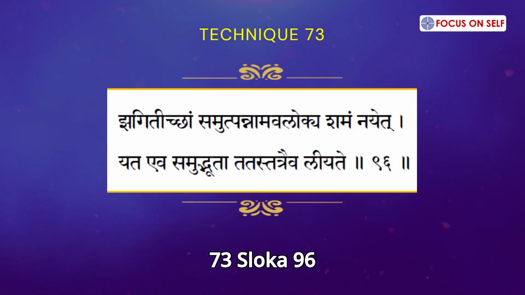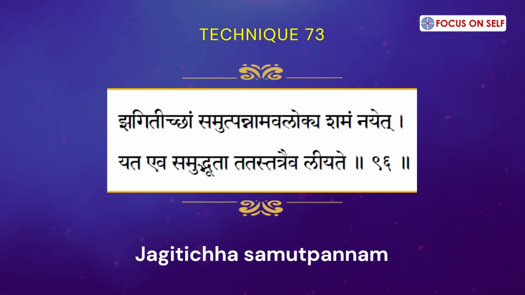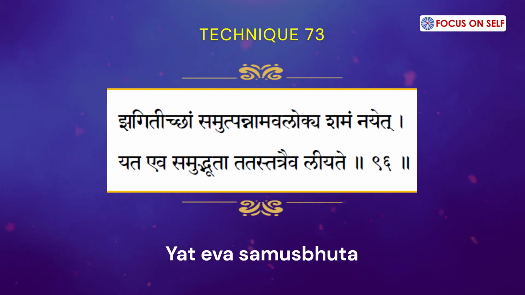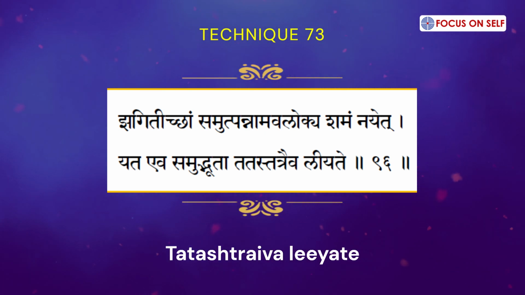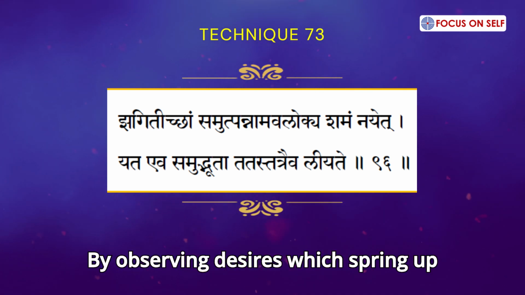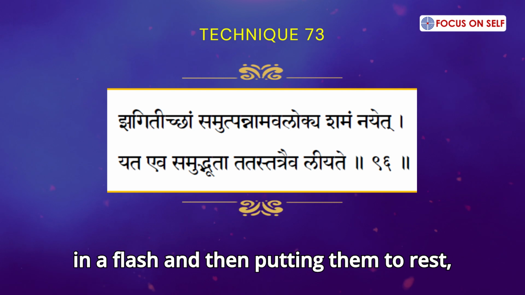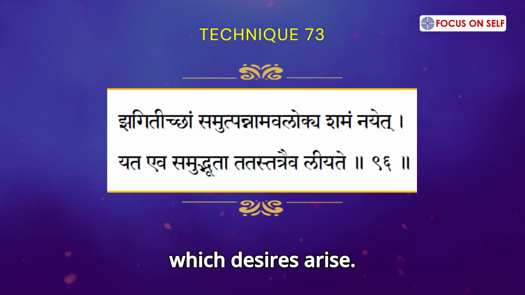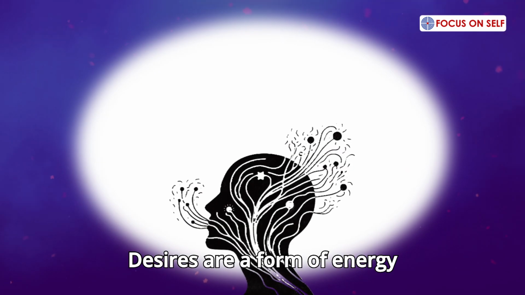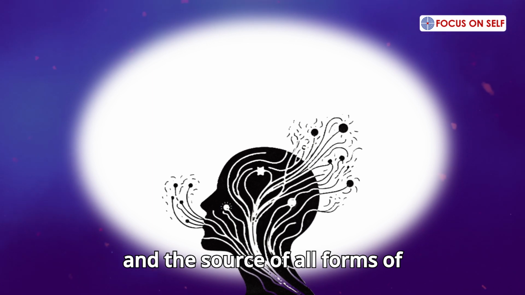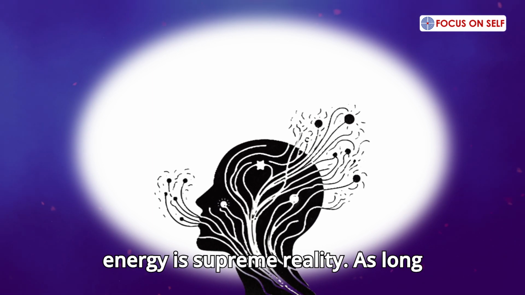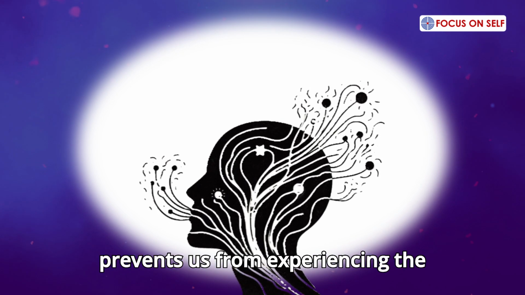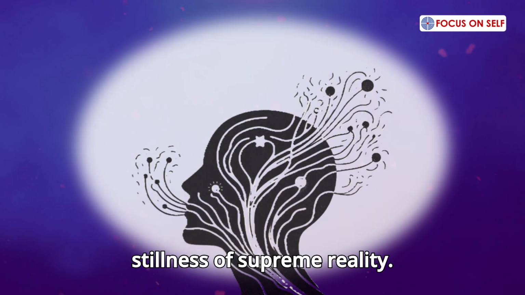Technique 73, Shloka 96. By observing desires which spring up in a flash and then putting them to rest, one will be absorbed into the source from which desires arise. Desires are a form of energy, and the source of all forms of energy is Supreme Reality. As long as a desire is alive in us, it prevents us from experiencing the stillness of Supreme Reality.